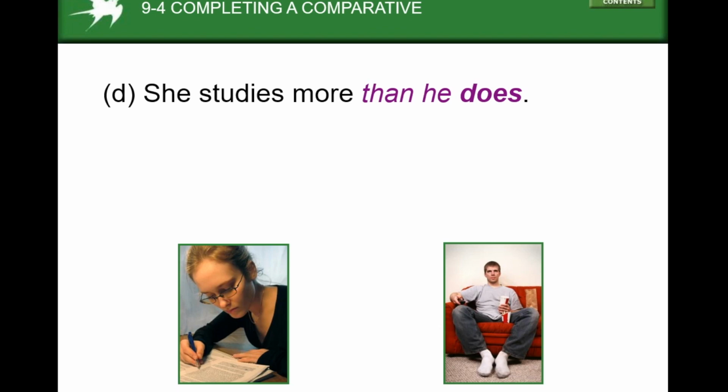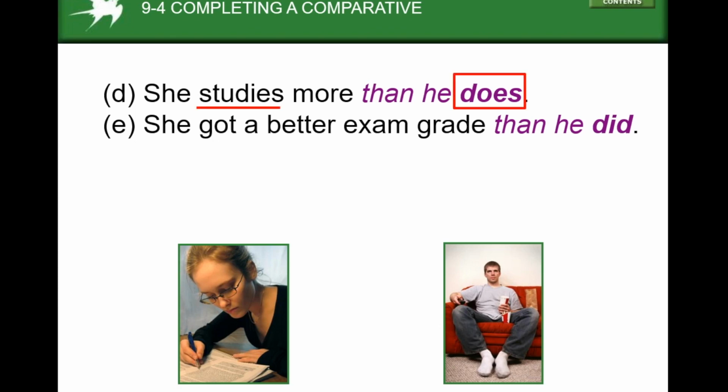We sometimes use the helper verb do, does, did to replace a verb when the meaning is clear or obvious. For example, she studies more than he does. She got a better exam grade than he did.